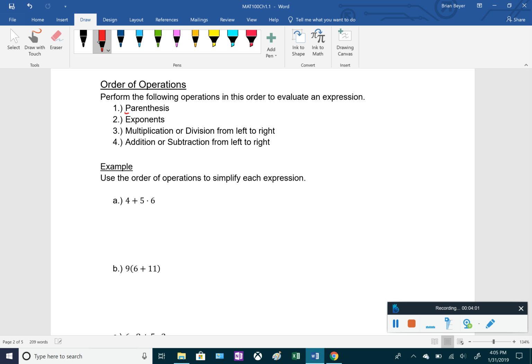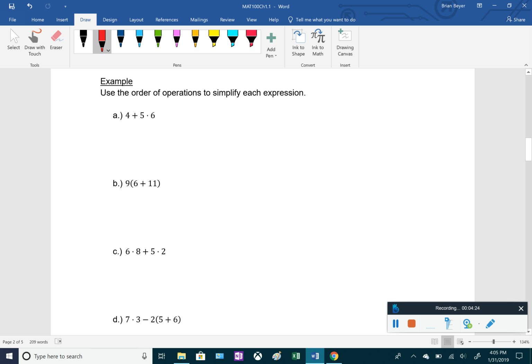So the way that we remember it is the first letter of each operation gives us PEMDAS. And just keep in mind that the multiplication and division are together. Multiplication is not before division. It's whichever is first from left to right. Same thing with addition and subtraction. So let's do some examples of this.